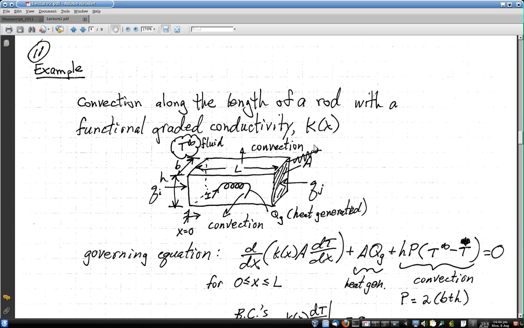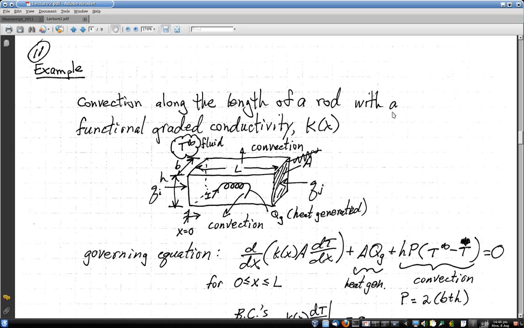Okay, let's do an example. An example on heat generation and thermal transport. We're also going to include things such as convection. So in this problem, there's convection along the length of a rod.